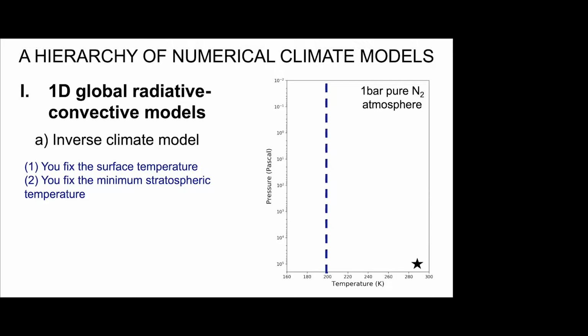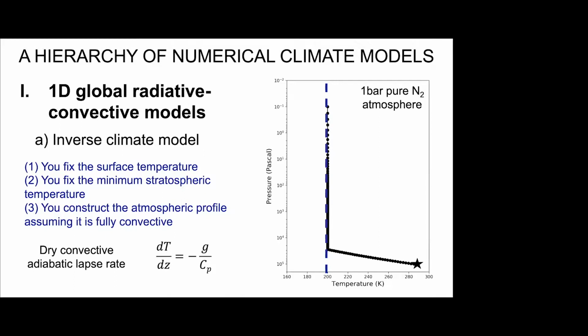And the third thing you want to do if you want to construct your atmosphere is that you will assume that the atmosphere is convective. And so you will start from the surface and you will compute the thermal profile, assuming the atmosphere follows what we call the convective adiabatic lapse rate. In this case, it's a dry convective adiabatic lapse rate because we assume a pure nitrogen atmosphere.